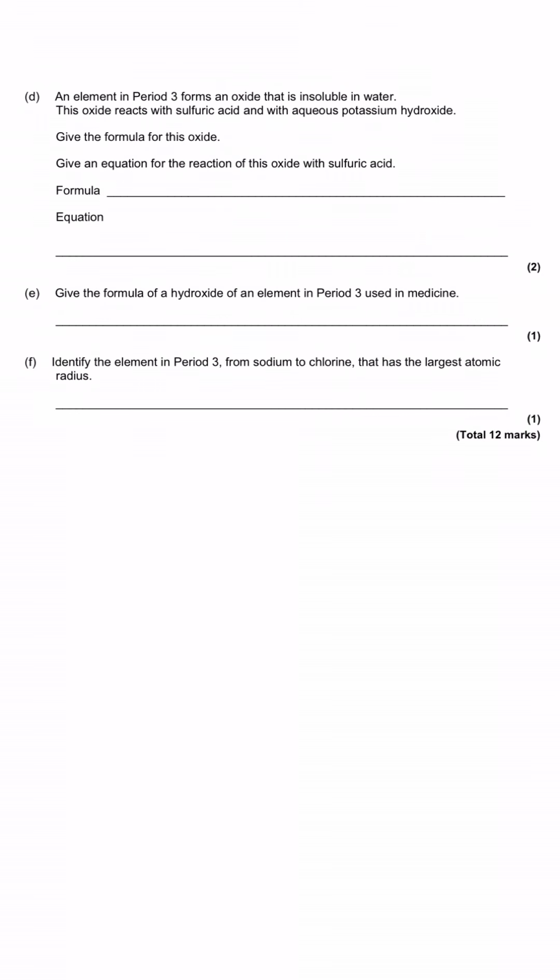An element in period 3 forms an oxide that is insoluble in water. This oxide reacts with sulfuric acid and with aqueous potassium hydroxide. Give the formula for this oxide and give an equation for the reaction of this oxide with sulfuric acid.